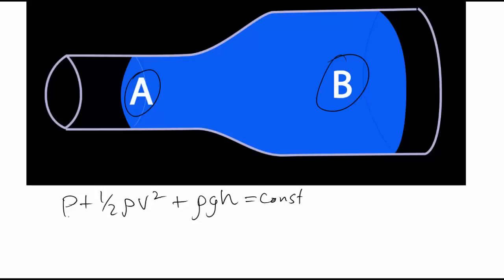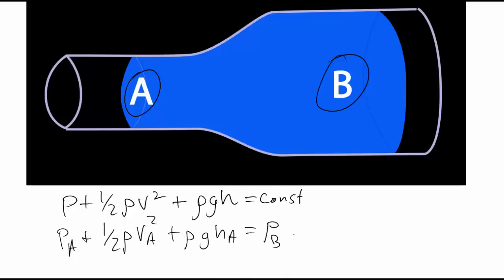So what that means is that we can equate this quantity at A to the quantity at B, and they have to be the same because this quantity is a constant. So basically what I'm saying is that the pressure at A plus 1/2 the density, which is the same everywhere, times the velocity at A squared, plus the density times g times the height at A is equal to the pressure at B plus 1/2 the density times the velocity at B squared plus density g height at B.